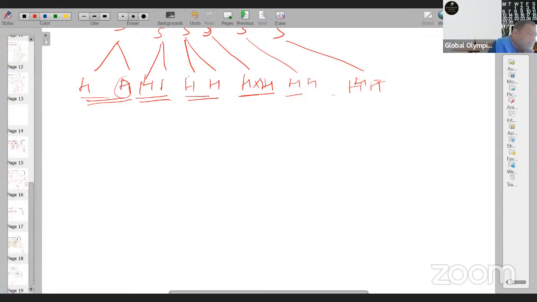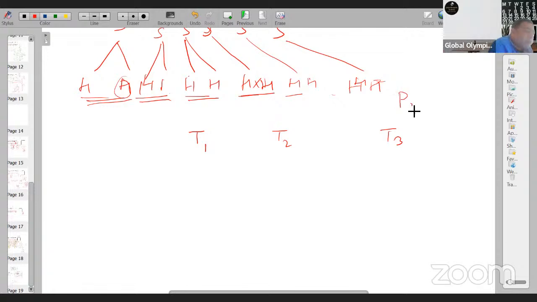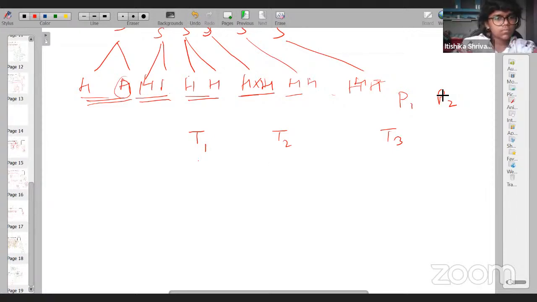Okay. Let's say Itishika has got 3 t-shirts. T-shirt 1, t-shirt 2, t-shirt 3. And you have pants also. You have a pant 1 and a pant 2. How many combinations will you wear? Will you wear 3 plus 2 or 3 into 2? How many combinations can you make? Think about it.